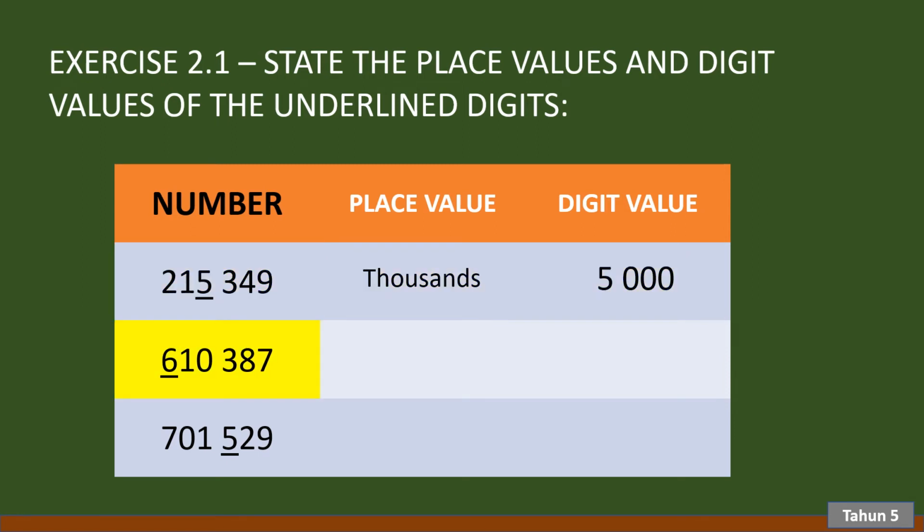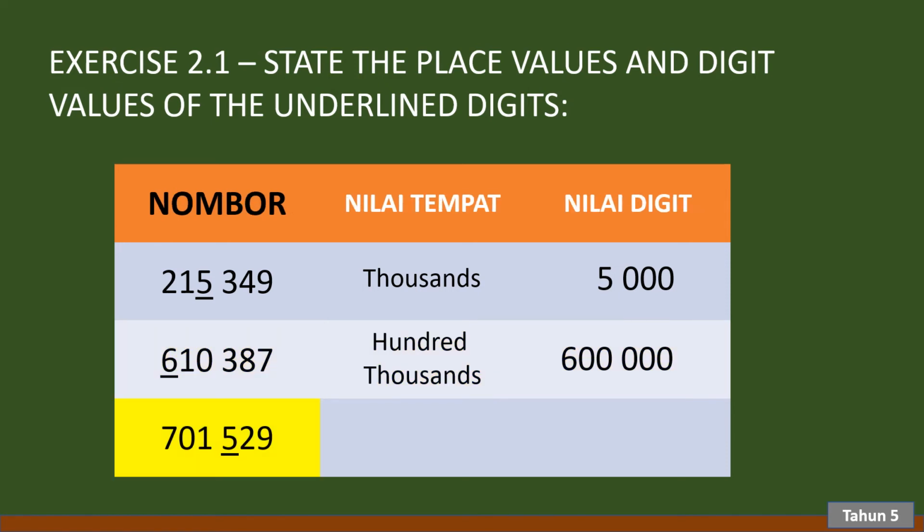The place value of digit 6 in a number 610,387 is hundred thousands, and the digit value is 600,000. The place value of digit 5 in a number 701,529 is hundreds, and the digit value is 500.